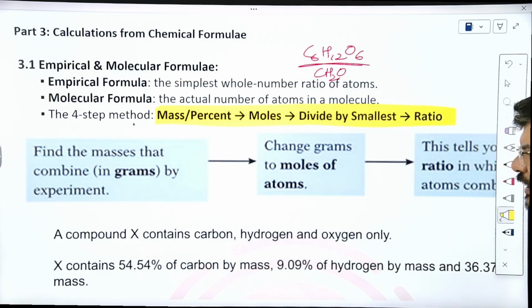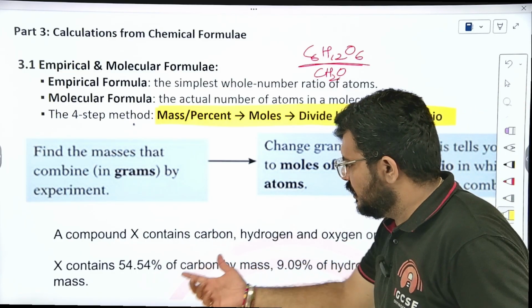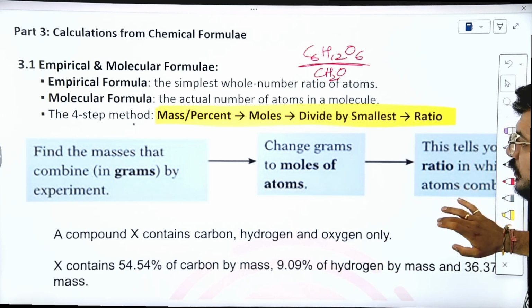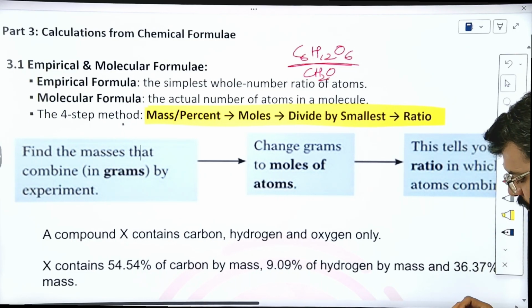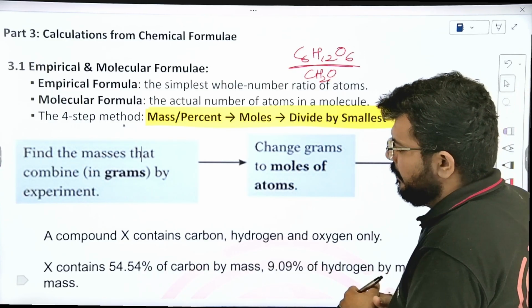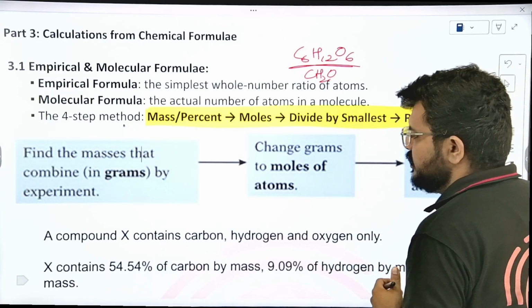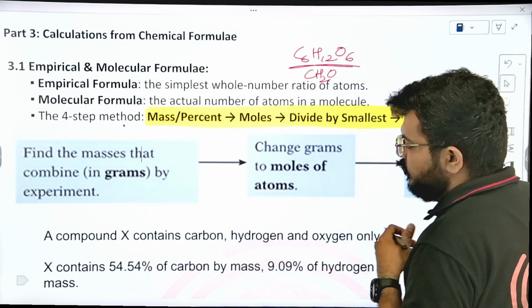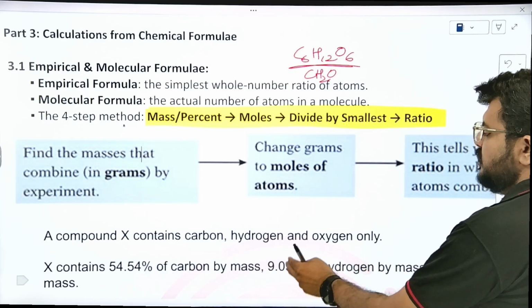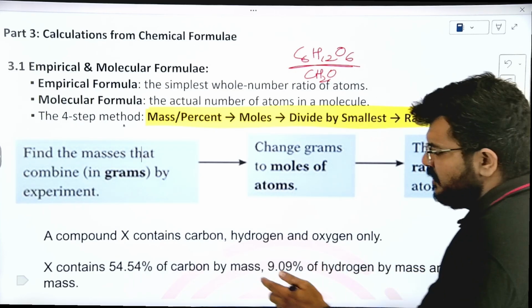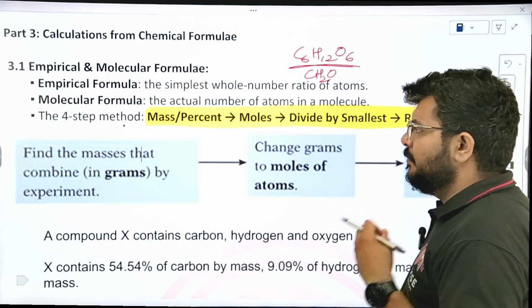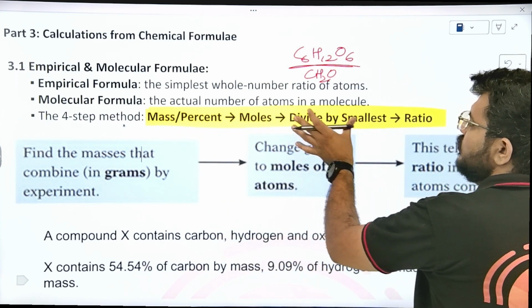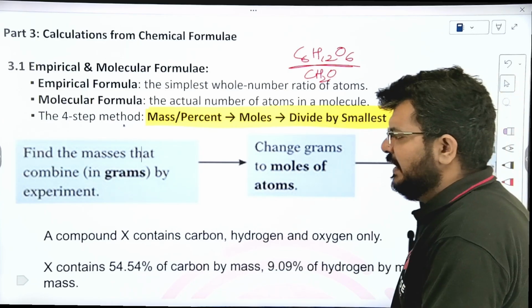You can read the question: a compound X contains carbon, hydrogen and oxygen only. X contains 54.54% of carbon by mass, 9.09% of hydrogen by mass, and 36.37% of, I'm guessing, oxygen by mass. Now we are going to follow this method where I'll find the mass percentage, find the moles, divide by the smallest number, and we'll find the exact ratio.